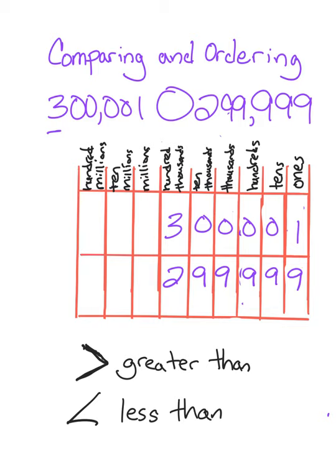299,999. So, the first place that we notice when we read them from left to the right that they are different is in the hundred thousands place. So right away we know that 300,000 is bigger than 200,000. So we would put our sign this way, and this would read 300,001 is greater than 299,999.